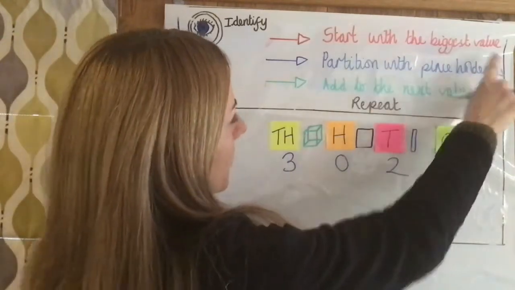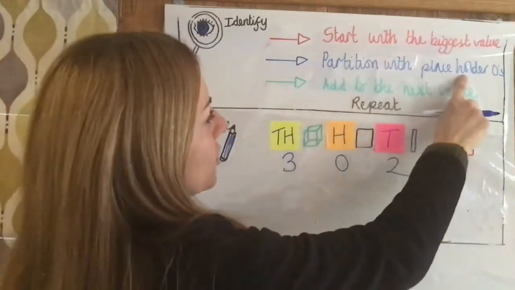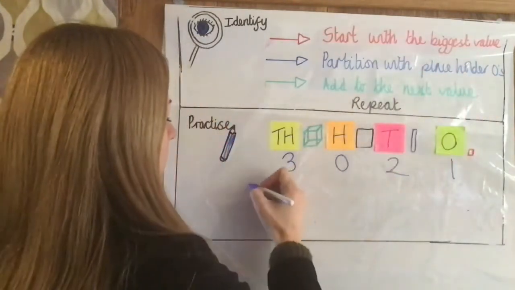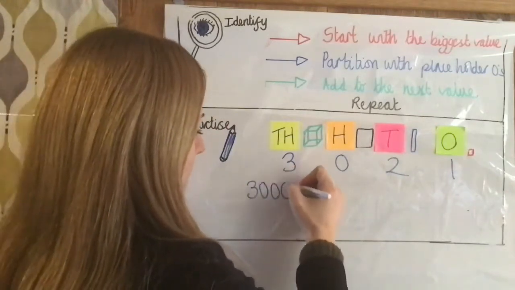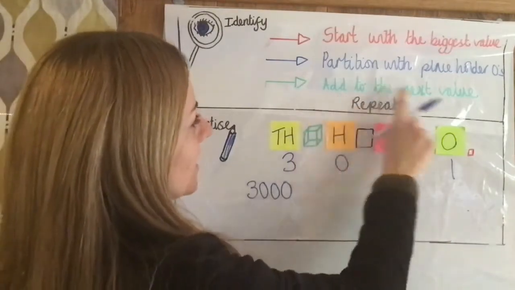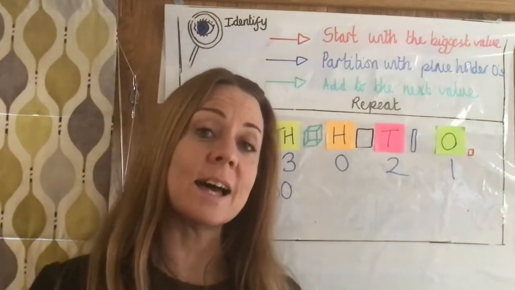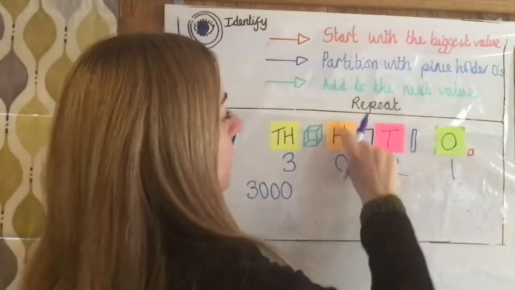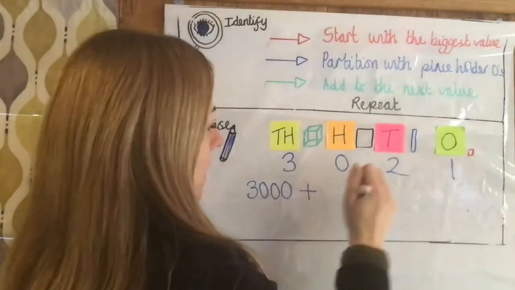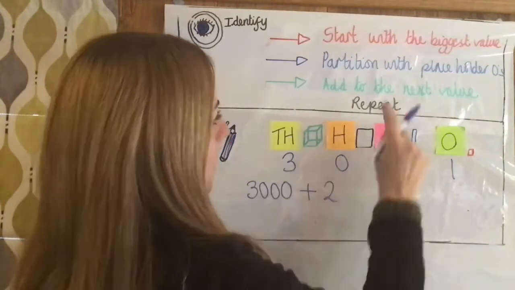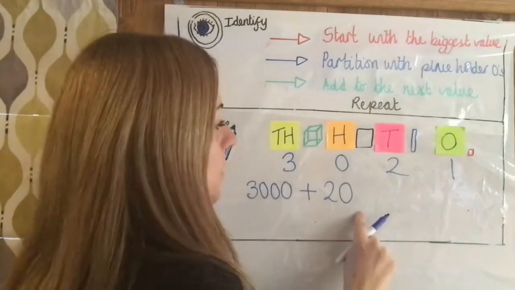So we start with the biggest value, which is thousands. And look, we had 3 there. And now we partition that with the placeholder zeros. So there's 3 thousands, so 0 hundreds, 0 tens and 0 ones. And then you're going to add it to the next value. But here, look, in the hundreds, there isn't anything there to add. So we skip this one and we go to the next value, which is 2 tens. So we add here 2 and we put our placeholder 0 to represent there are no ones. And that's our number 20.